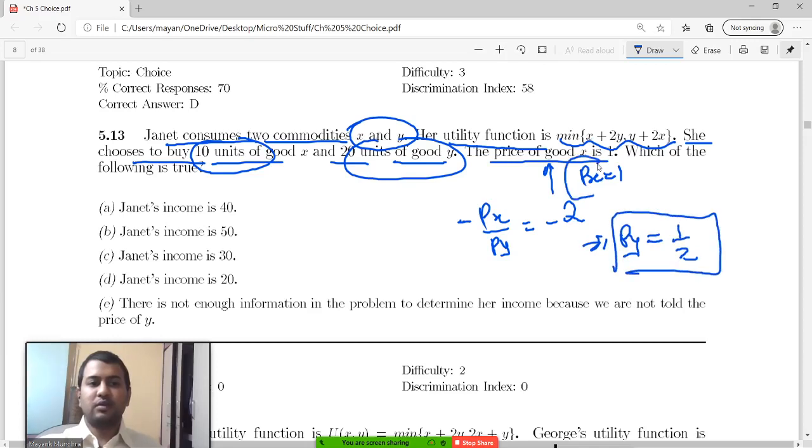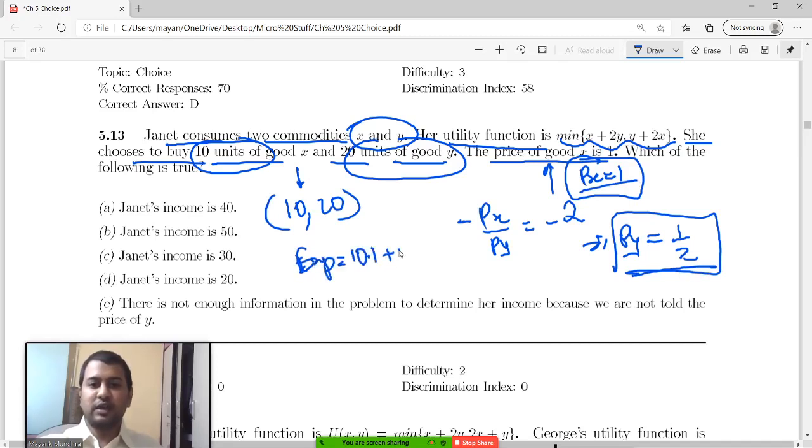Okay, Py is half, Px is 1, and the consumption bundle is 10 comma 20. So with Px 1 and Py half, the expenditure will be equal to 10 times 1 plus 20 times half, which should be equal to 20. So the total income is going to be equal to 20.